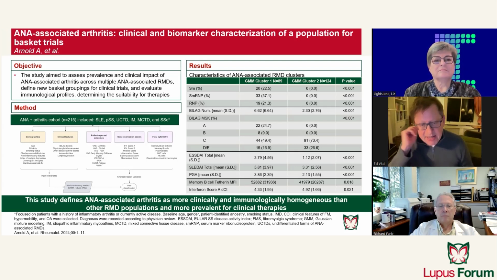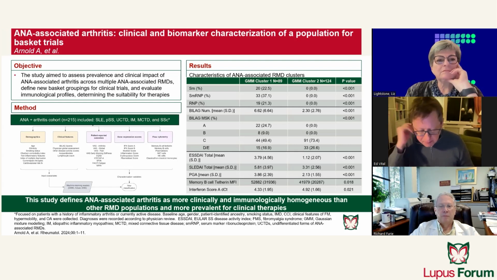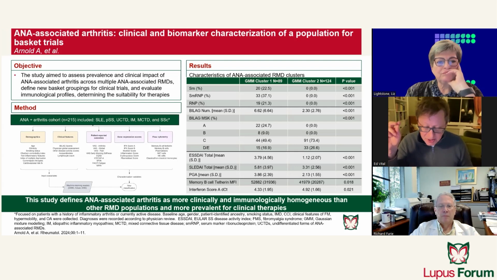So this cohort definition was 300 patients. They could have any ANA-associated disease, so there was a lot of SLE, a lot of undifferentiated CTD, and then smaller amounts of the other diseases. And then we collected the demographics, clinical features with indices like SLEDAI, SDI for Sjögren's and so on, the comorbidities they had, the therapies, and patient-reported outcomes.